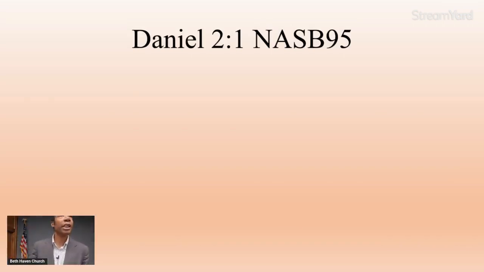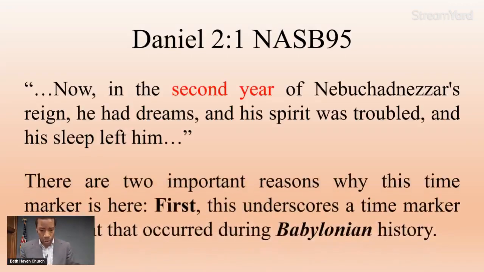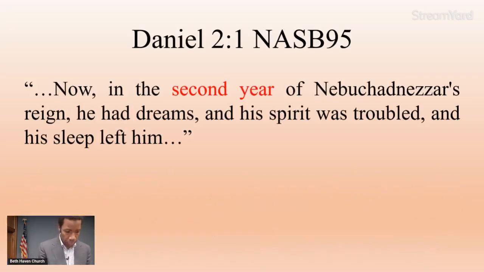Now, there's not much here within chapter 2. The action doesn't get started till about the middle of the chapter. However, there's some interesting details here, so I will go rather quickly in this case. Daniel chapter 2, verse 1. Now, in the second year of King Nebuchadnezzar's reign, he had dreams, and his spirit was troubled, and his sleep left him.